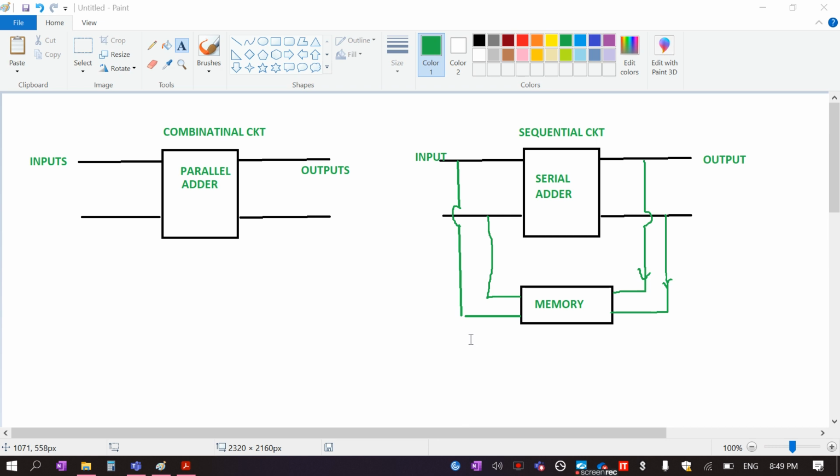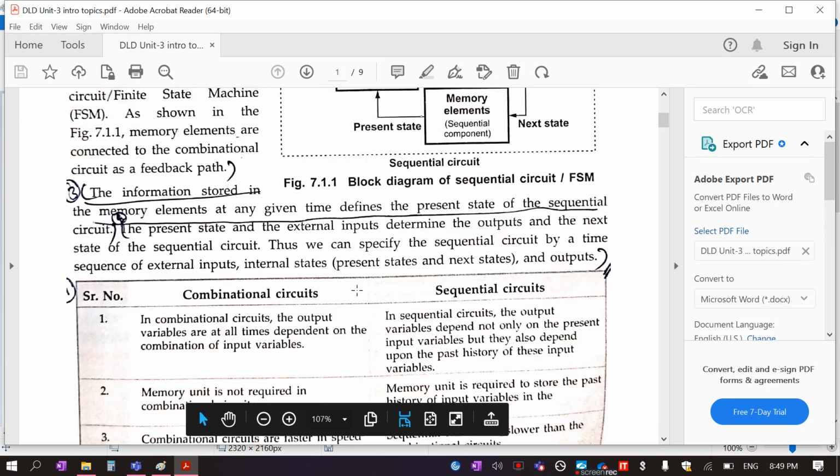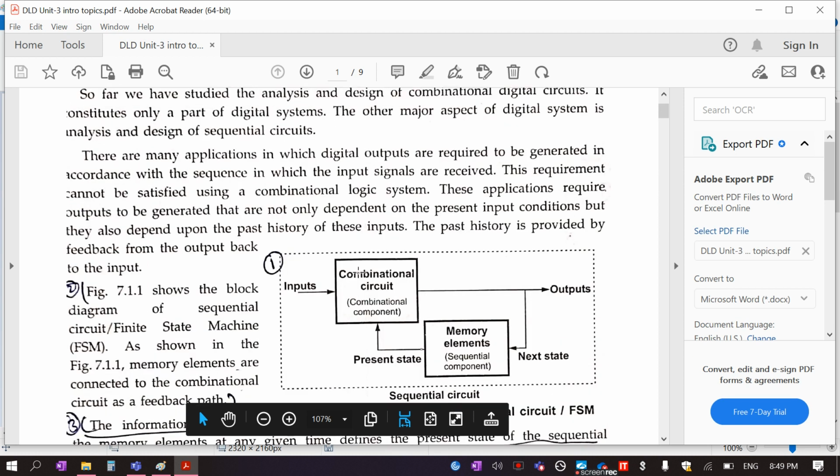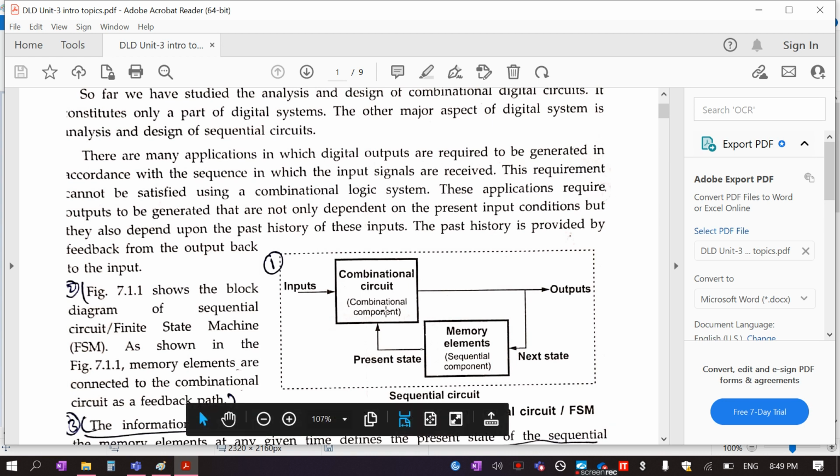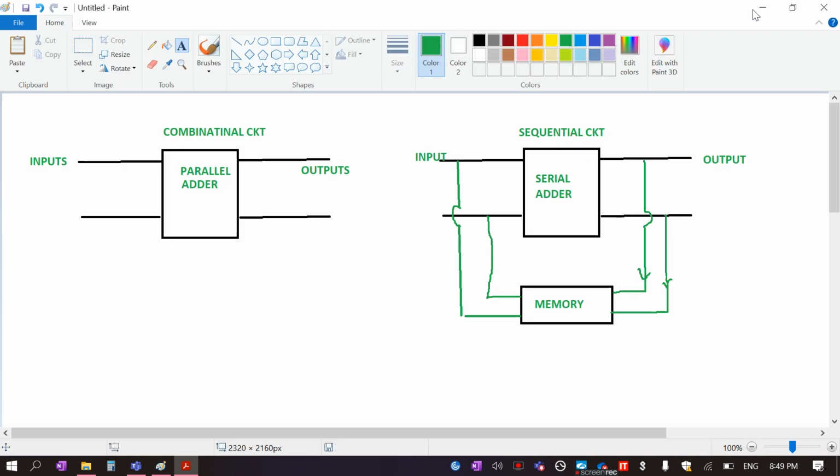Yeah, let's start our session today. So today we are going to start the third unit, intro part. Let me open the PDF. Actually, we might know what is the meaning of combinational circuit and what is the meaning of sequential circuit, right? So let me explain briefly about that.